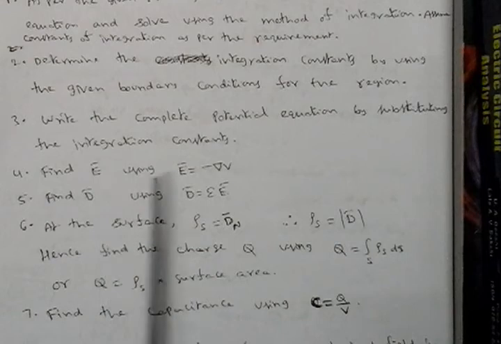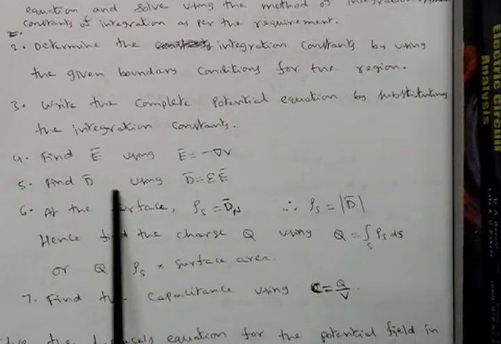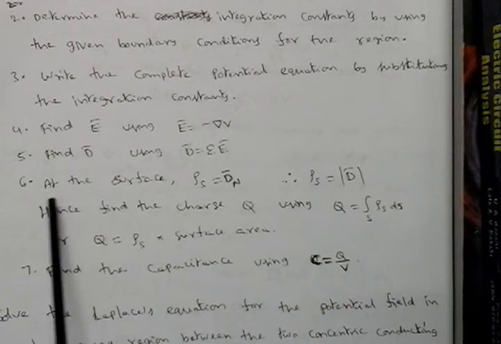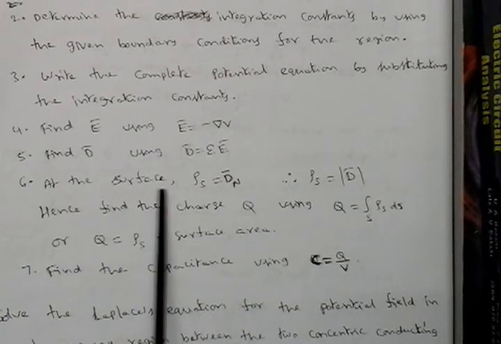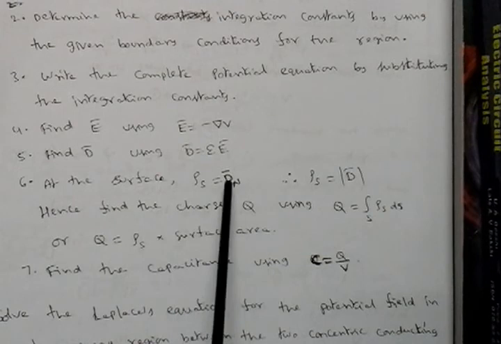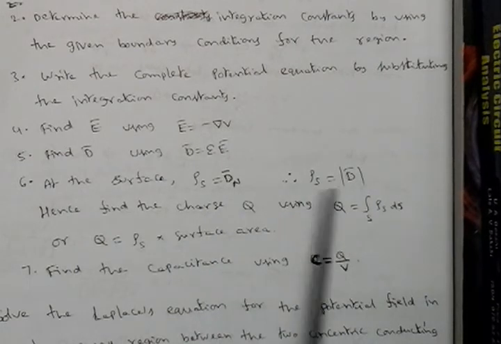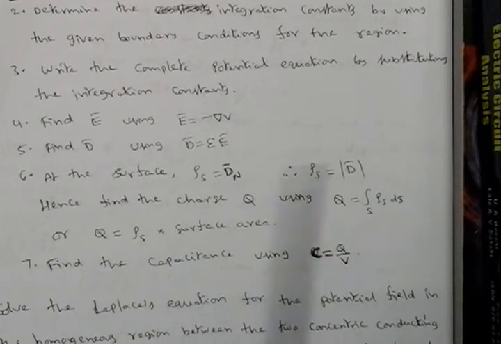Then find E bar using this relationship, E bar is equal to minus del V. Then find D bar is equal to epsilon E bar. And at the surface, the surface charge density rho s is equal to the flux density. Flux density is always perpendicular to the surface, so rho s is equal to D bar n, where n stands for normal. Therefore rho s is equal to the magnitude of D bar only.